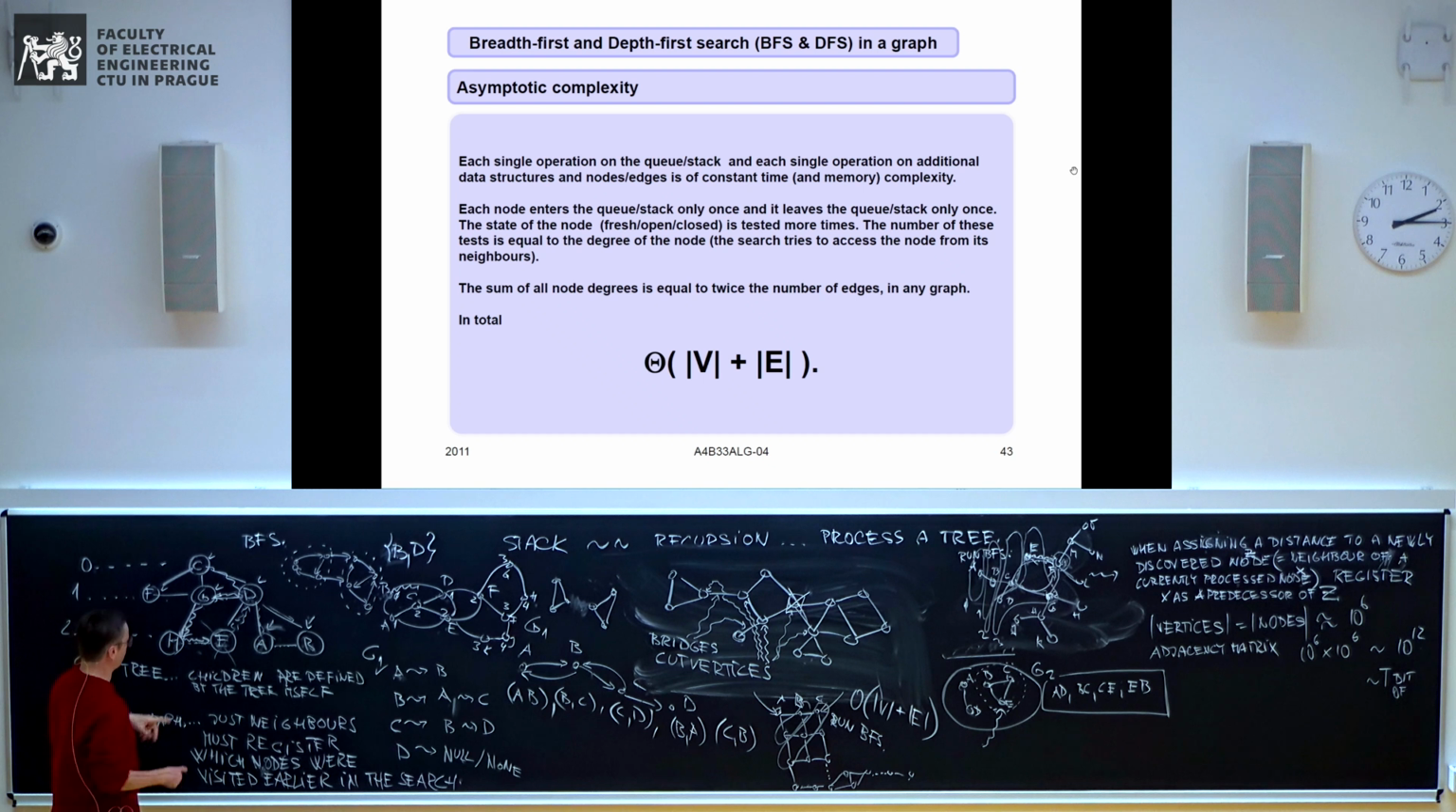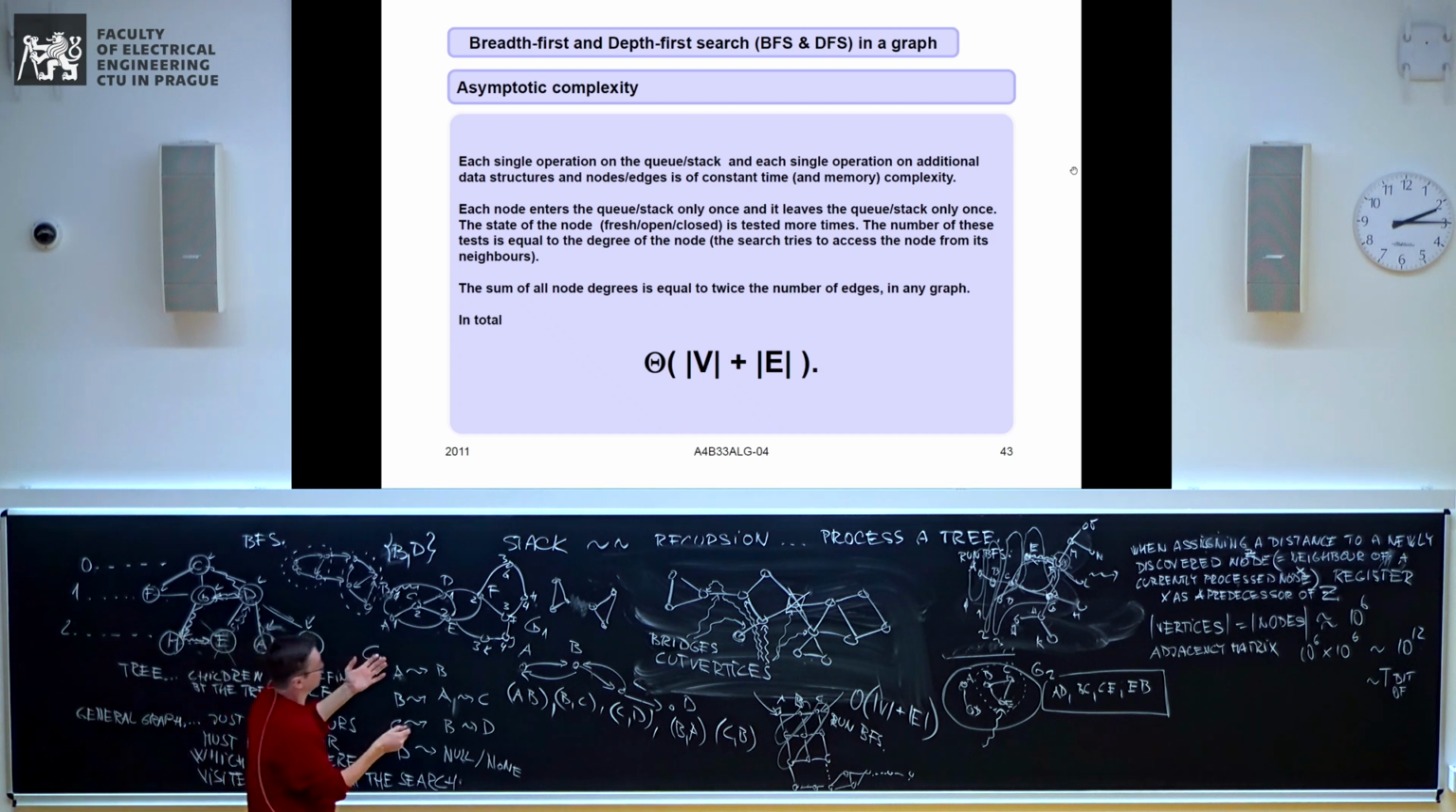Therefore, checking one edge, looking from one node to another, only happens for each edge at most 2 times. So the number of edges tells you how many times you check the connection between 2 nodes, and that is exactly the second part of that.